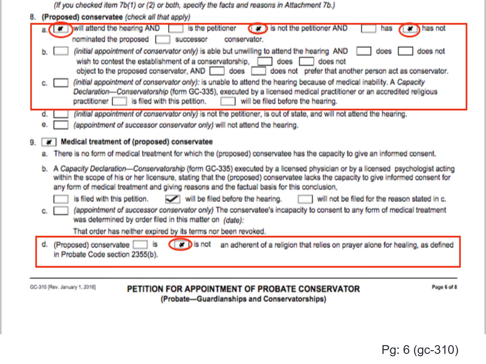to represent that a capacity declaration will be filled out by the conservatee's doctor and filed with the court prior to the court hearing. Check the applicable box at item 9D to represent whether the conservatee is or is not an adherent of a religion that relies on prayer alone for healing.